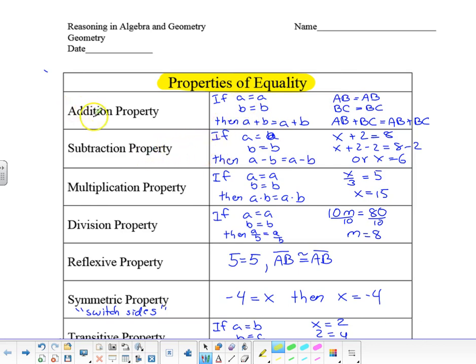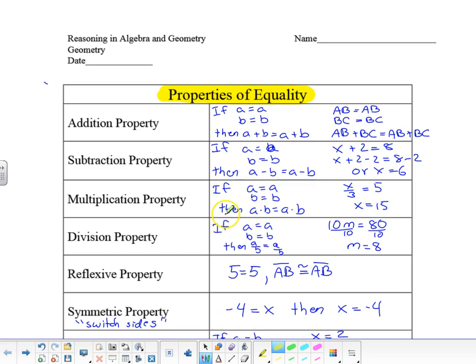All right, so very similar to addition is subtraction. If A equals A and B equals B, then A minus B equals A minus B. So here's an example of how we would use that. x plus 2 equals 8. So we're going to subtract 2 from both sides. That's why it's a property of equality. And the result of that is that x equals 6, because we subtracted 2 from one side. 8 minus 2 is 6.